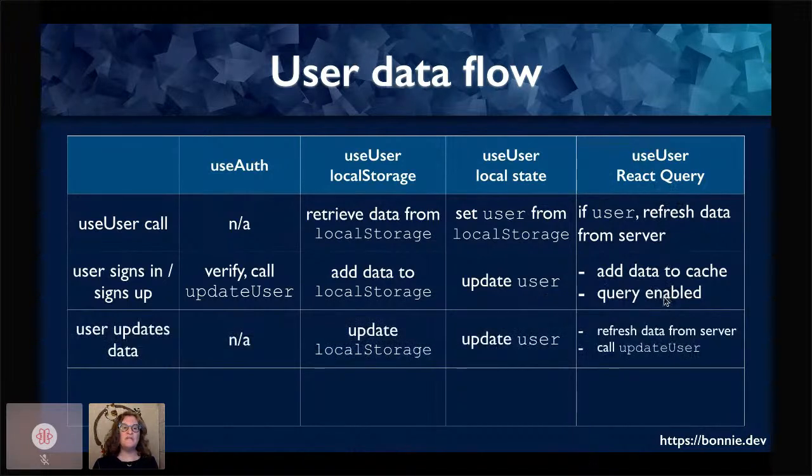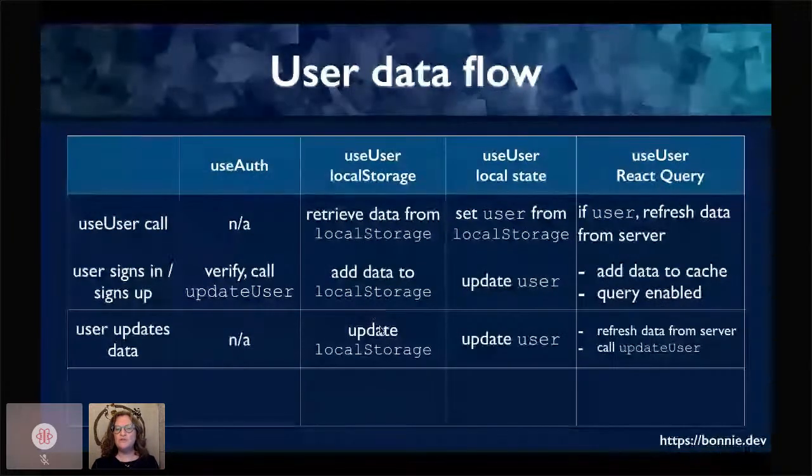If the user updates their data, say on the user profile page, useAuth is not involved. useUser will update local storage and will update the user state. And then React Query is going to manage that mutation. So it's going to call updateUser. And then we'll invalidate the data and refresh it from the server.